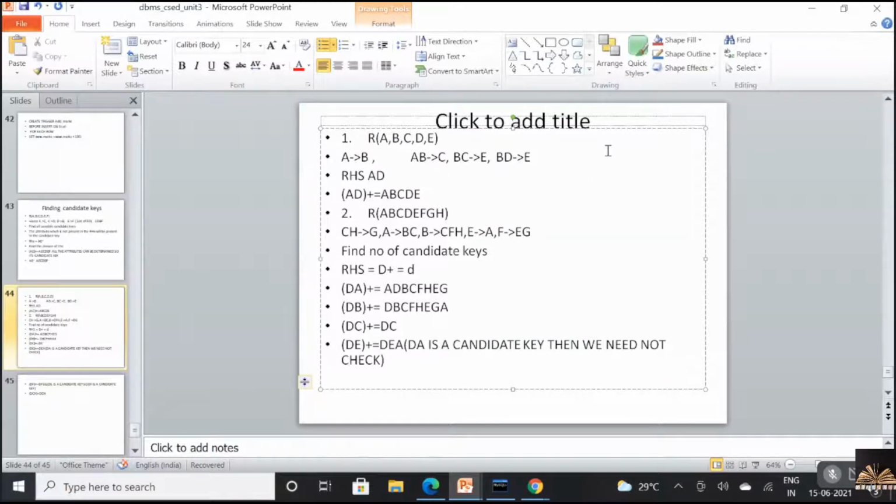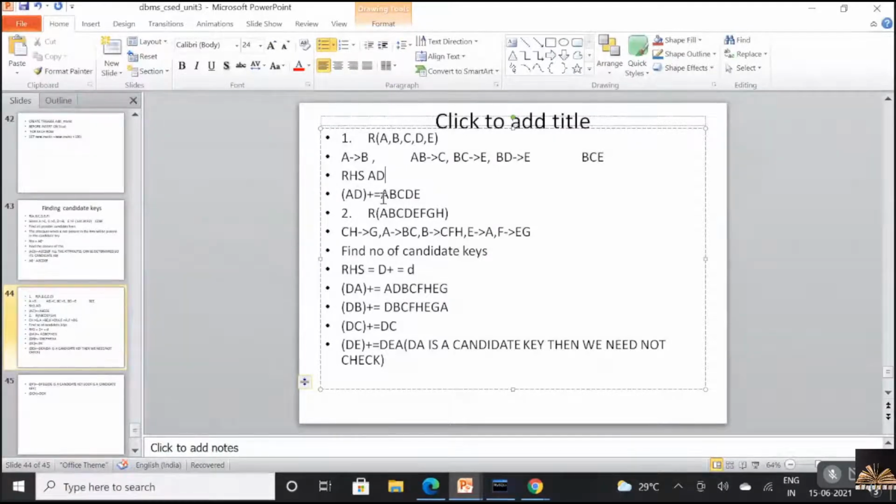Okay, what are the attributes on the RHS? I've got B, I've got C, I've got E. E is repeated twice, so I need not write it again. So I've got attributes BCE. BCE are the attributes that are present in the RHS. Now, what are the things that are not present in the RHS? AD. Okay, so I am finding the closure of AD.